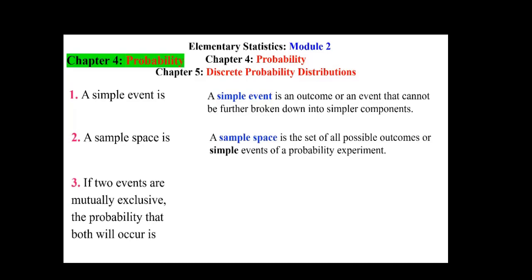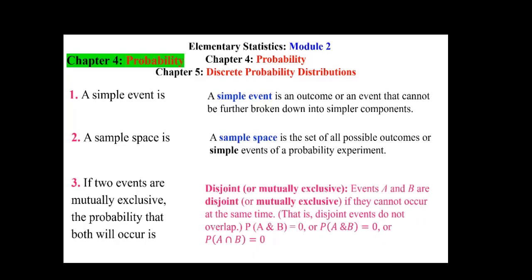If two events are mutually exclusive, the probability that both will occur is 0. Disjoint or mutually exclusive: events A and B are disjoint or mutually exclusive if they cannot occur at the same time. That is, disjoint events do not overlap. Probability of A intersection B is 0. You can write it in this fashion, or in this fashion, or with the intersection symbol using set theory.